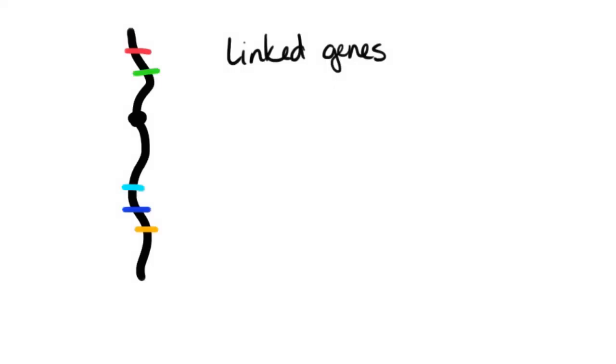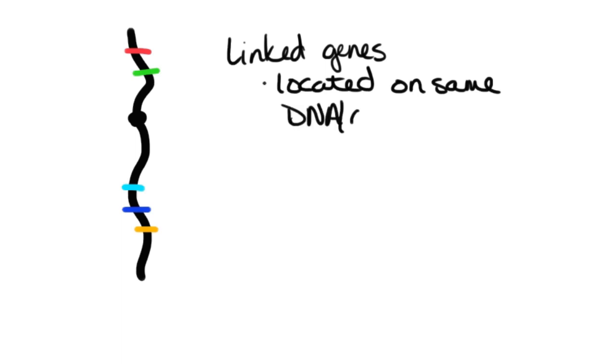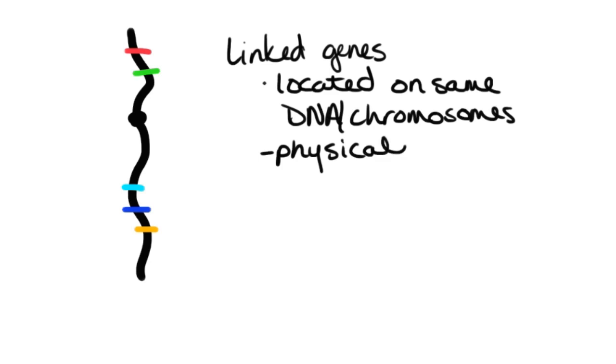The term linked genes refers to genes that are located on the same piece of DNA. And since they're on the same piece of DNA, that really means that they're on the same chromosome. And so this linked part refers to the fact that they are physically connected to each other. And so as we've drawn it here, I've got this chromosome that's got several different genes. I've drawn 5 in this case that are all located on that same chromosome.